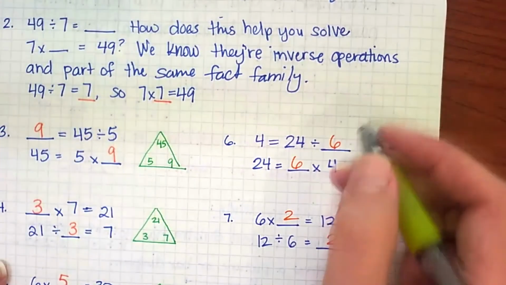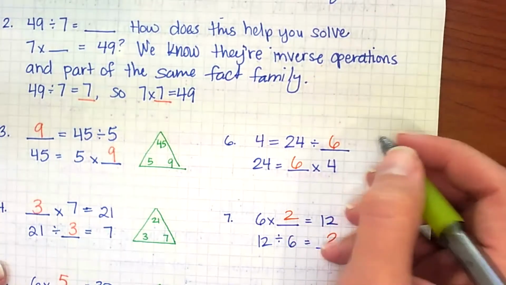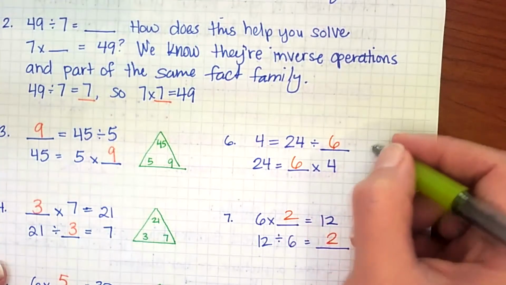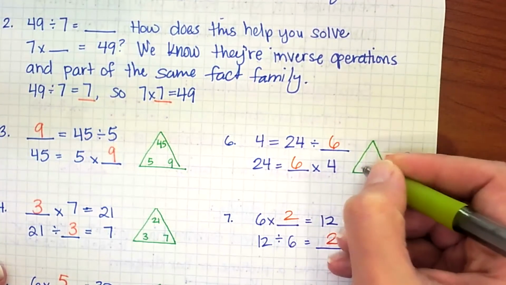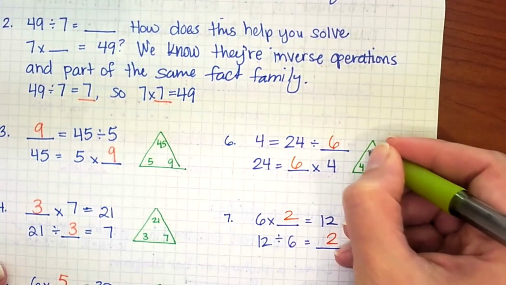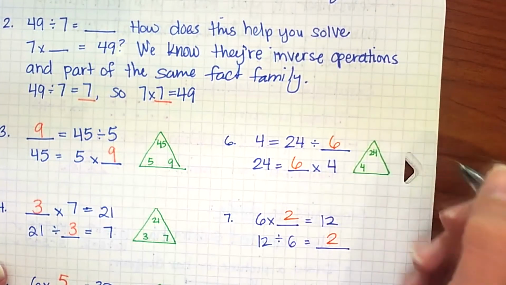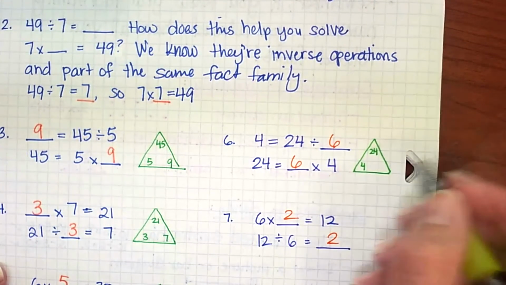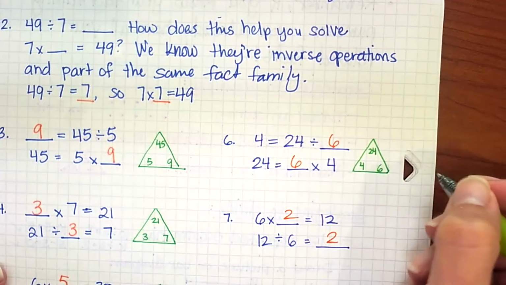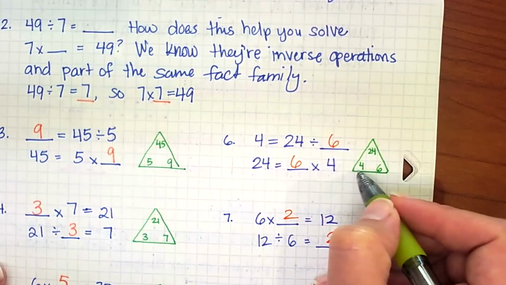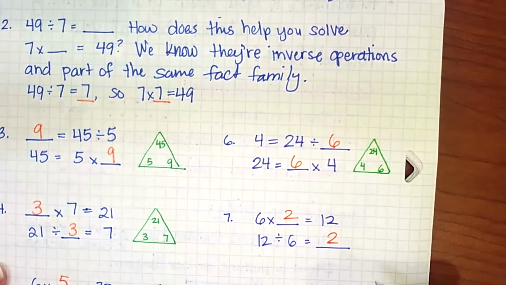For our next one, 4 is equal to 24 divided by a number. So I can make my little fact family house over here. So we know part of it is 4, part of it is 24. I can use my known facts, and I know that 4 times 6 is equal to 24. So that means 24 divided by 6 will be equal to 4.